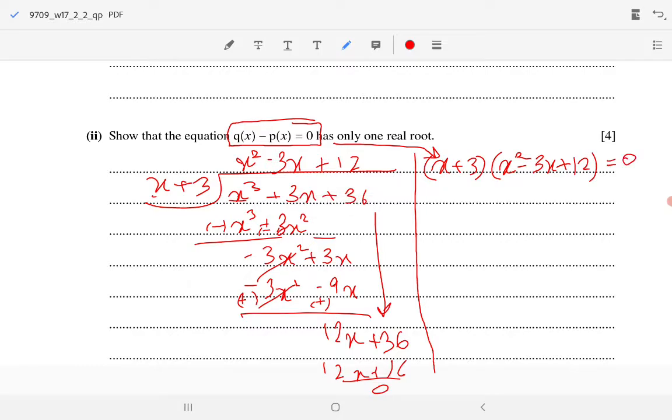Alright guys, I hope you understand. Let's just revise. This right here is what we got by subtracting p of x from q of x. Then we know that x plus 3 is a factor of x cubed plus 3x plus 36 because it's a factor of both p of x and q of x. So we just use that factor and we get a remainder 0, and we get this as a quotient. So quotient times the factor, which is x plus 3, should give you this. So this is equivalent to x cubed plus 3x plus 36.